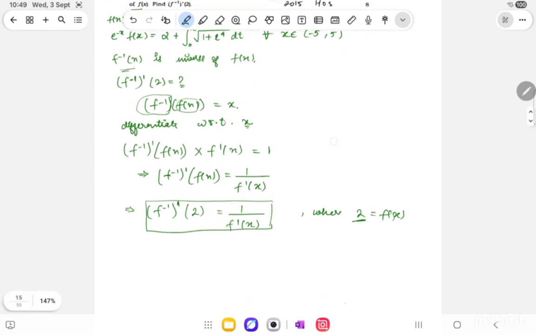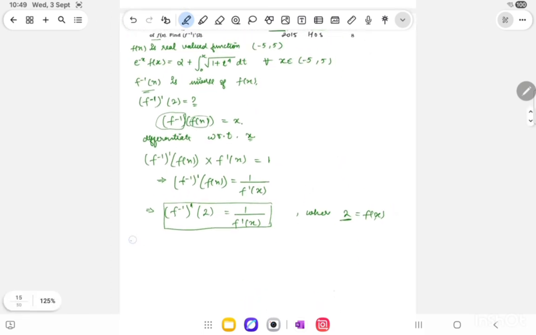So my given function is e^(-x) f(x) equals 2 plus the integral from 0 to x of root of (1 + t^4) dt.